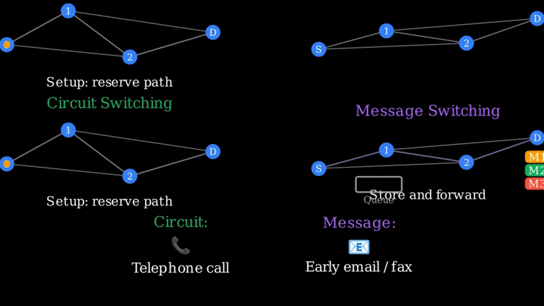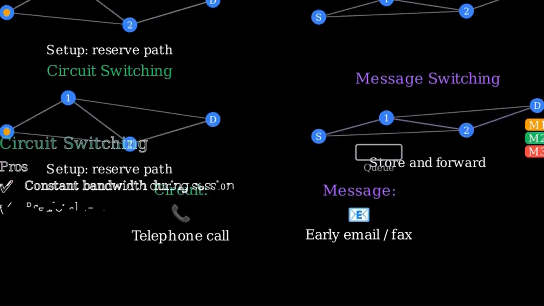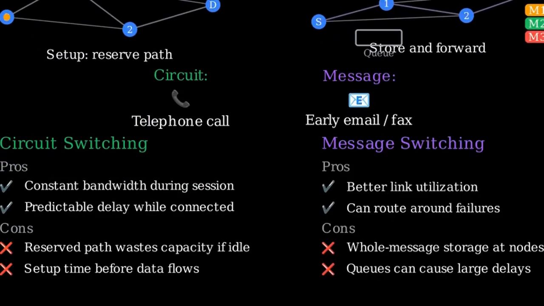Now, let us compare advantages and disadvantages. Circuit switching. Once the path is set, you get constant bandwidth and smooth real-time communication, with predictable delay during the call. The downsides are that resources stay reserved even when you are silent, and there is call setup time.